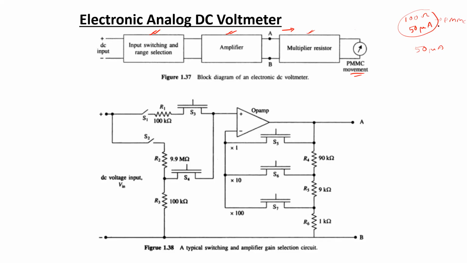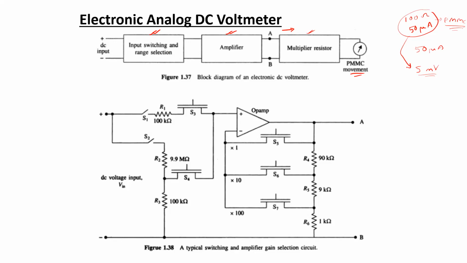Now again, using the same set of rated values, the minimum voltage that can be measured is, if we multiply these two quantities, that would be 5 millivolts. So if it is necessary to measure below this value, it would not be possible to measure using this PMMC arrangement unless there is some modification done in the input side. So that modification can be done in terms of introducing this input switching and range selection and amplification circuits in terms of electronic components.